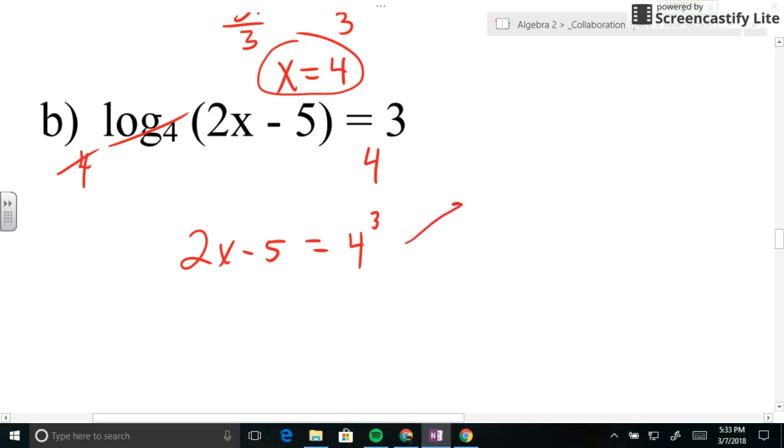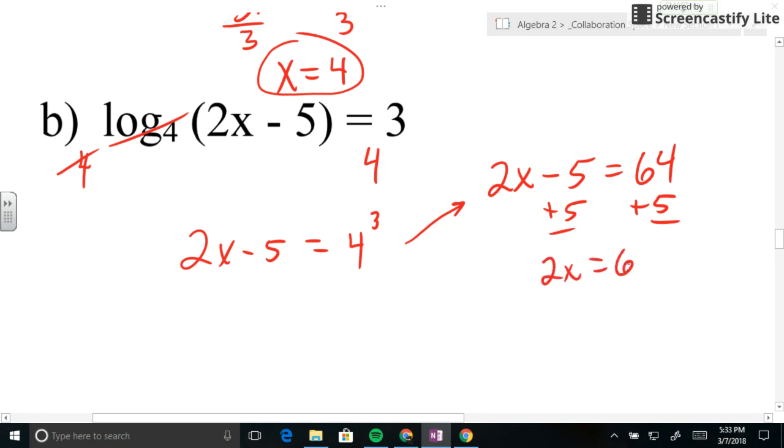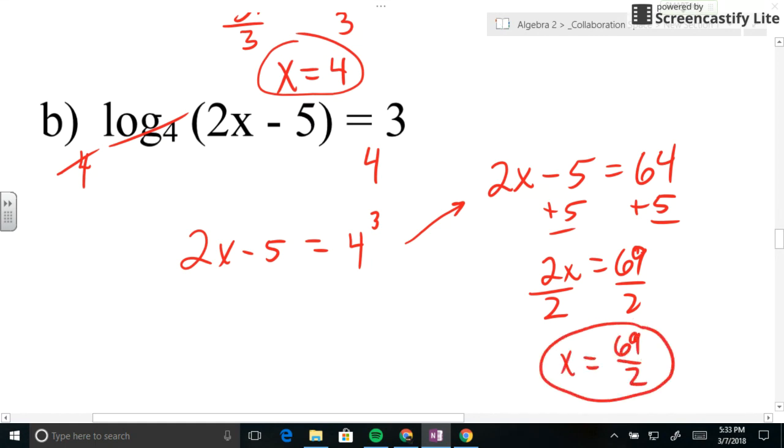Well, 4 raised to the third power is just 64, so we're actually solving the equation 2x minus 5 equals 64. And now we just go on from there: add 5 to get 2x equals 69, and divide by 2, to get x equals 69/2. And that's your answer. You could plug it back in to double check to make sure it works out, but it does.